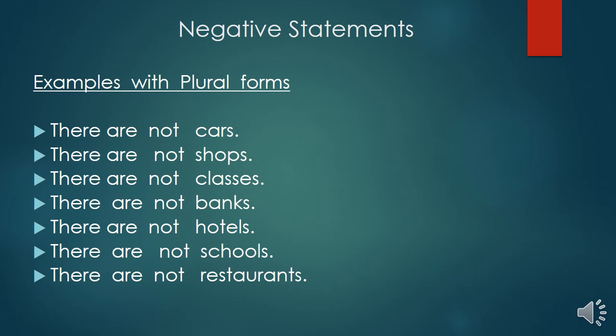Negative statements with plural forms. There are not cars. There are not shops. There are not classes. There are not banks. There are not hotels. There are not schools. There are not restaurants.